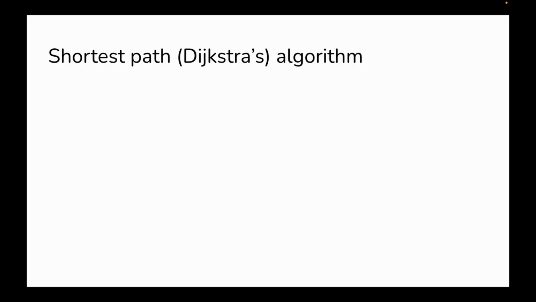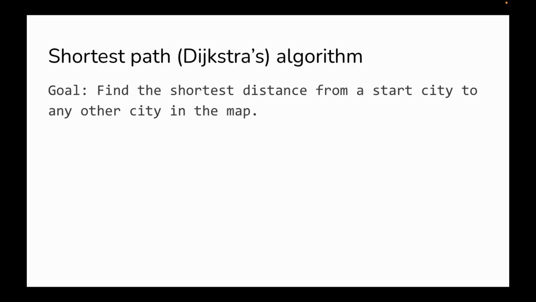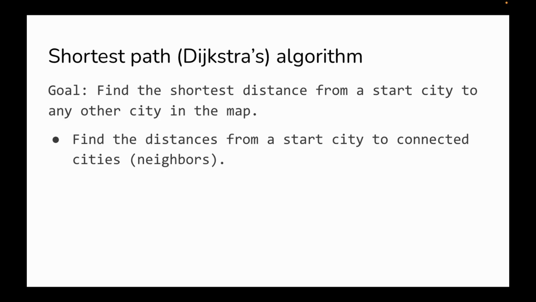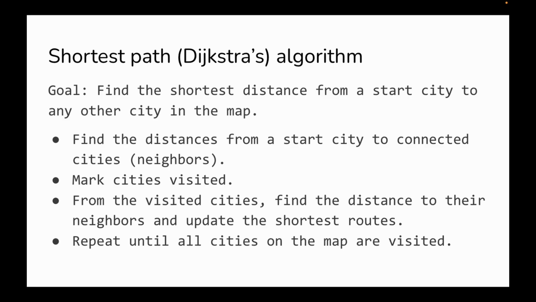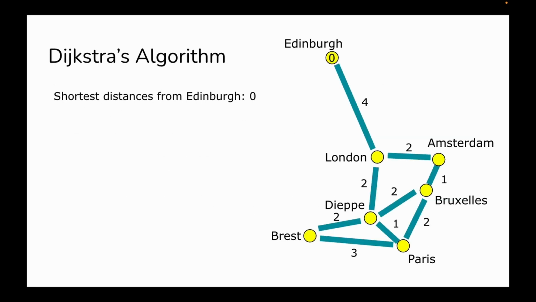Here is how we calculate the shortest route. Goal: find the shortest distance from a search city to any other city on the map. The steps are: find the distance from a start city to a connected city, its neighbors. Mark cities visited. From the visited cities, find the distance to their neighbors and update their shortest routes, in that order. Repeat until all cities in the map are visited.